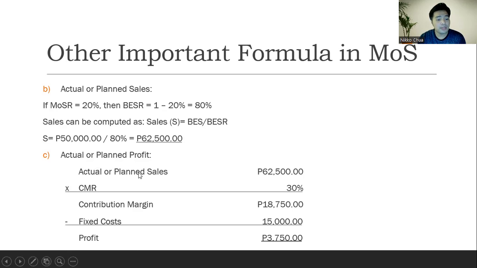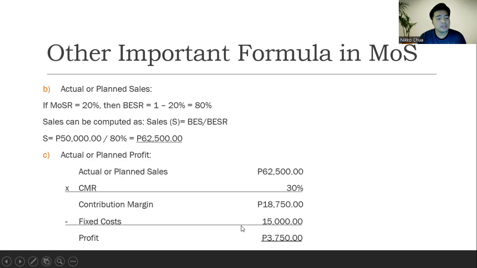For the actual or planned profit, at the actual planned sales of 62,500, then our CMR, that is 30%, which is given, when we multiply it, the contribution margin will be 18,750.